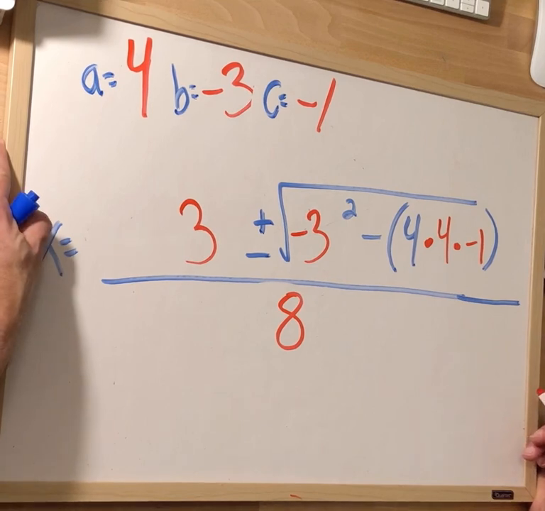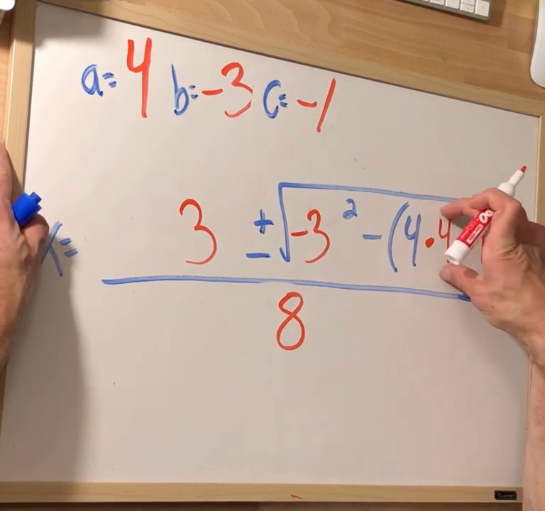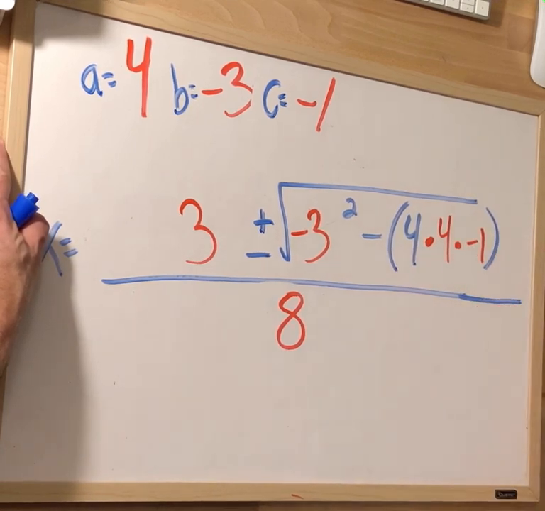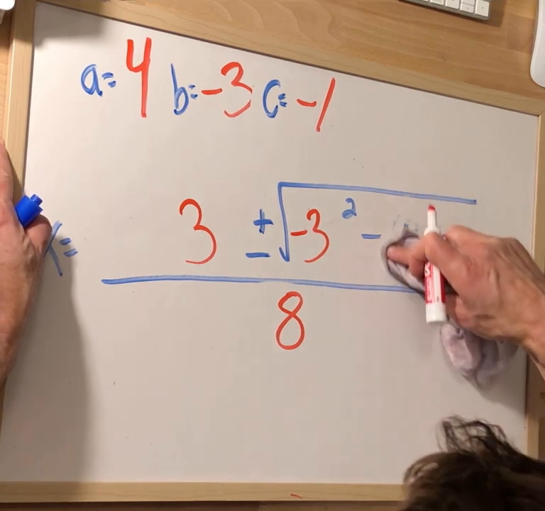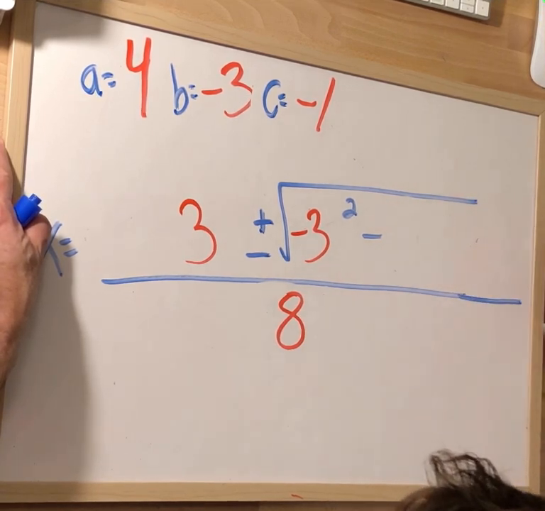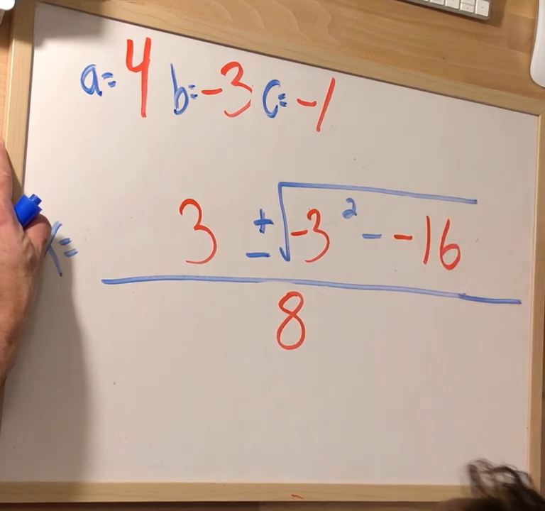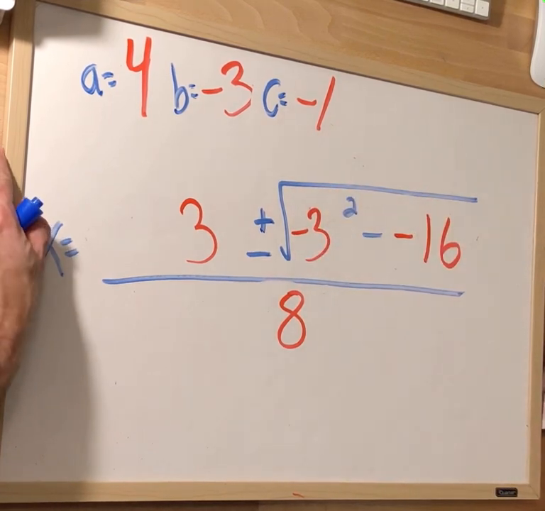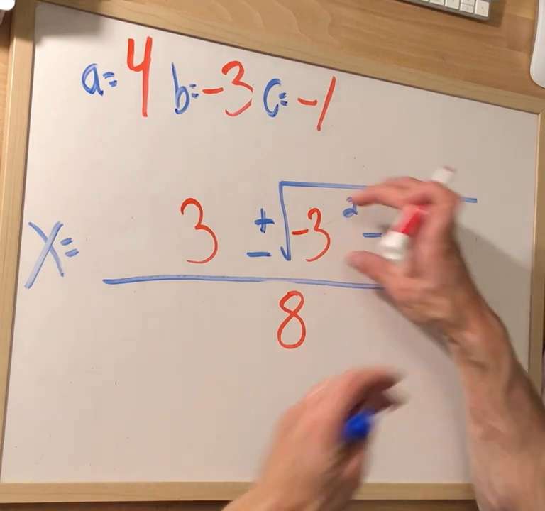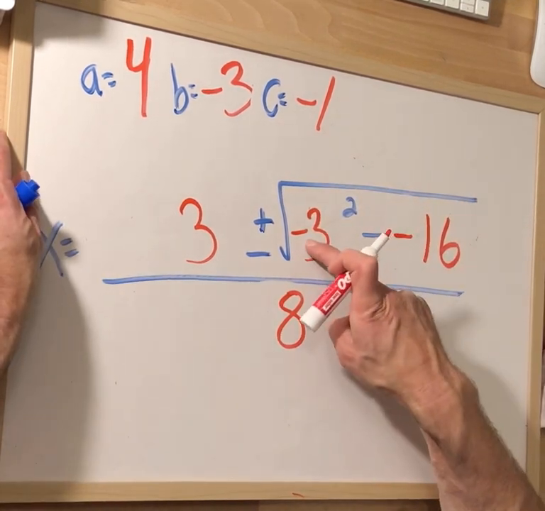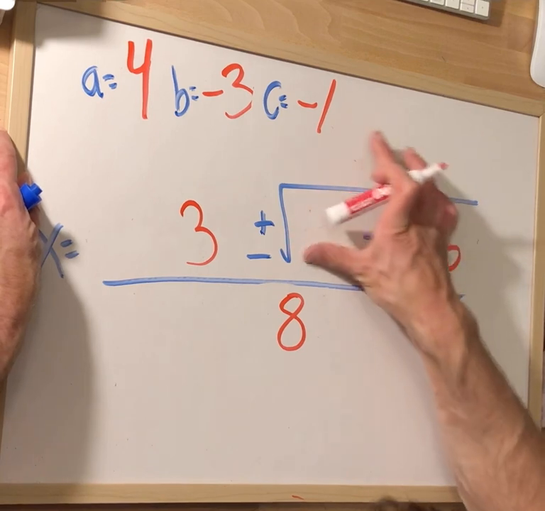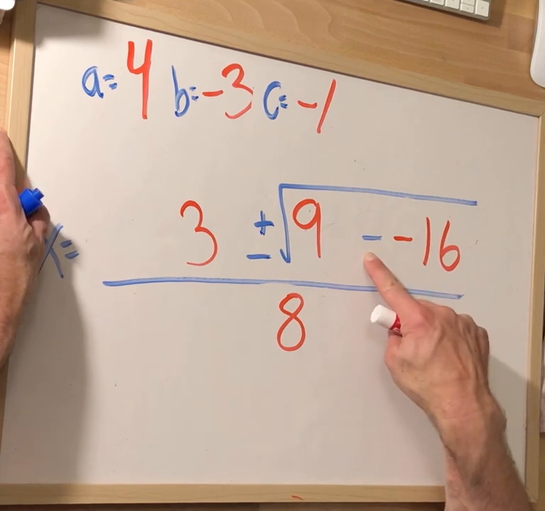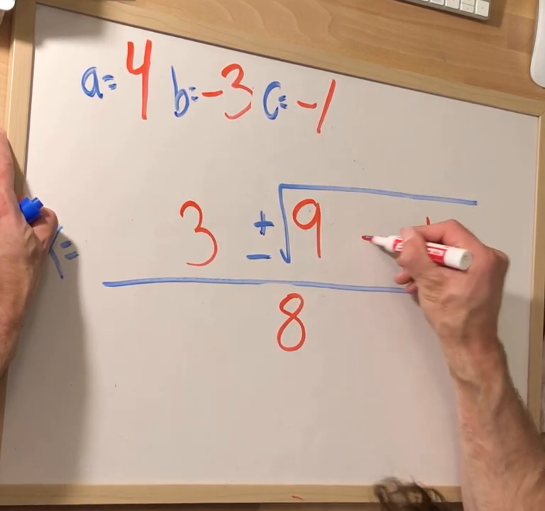Okay, now simplify everything inside this parenthesis. 4 times 4 is 16, times negative 1 is negative 16. Now simplify everything inside here. So once again, simplify the outside, simplify the parentheses, simplify everything in here now. Negative 3 squared is 9, because negative 3 times negative 3 is a positive 9. A negative and a negative makes a positive.